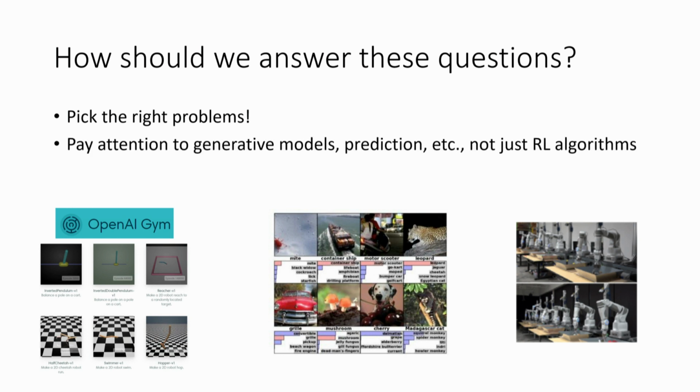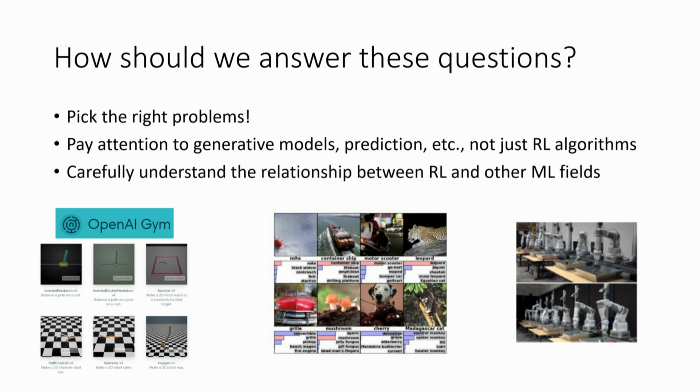Pay attention to other parts of machine learning, like generative models, prediction, etc., not just RL algorithms, because it may be that important parts of the puzzle might come from those fields as well. And carefully understand the relationship between RL and other fields, because it's likely that some degree of rethinking the problem formulation or incorporating ideas like unsupervised learning, prediction, and imitation will be important to arrive at substantially better solutions.